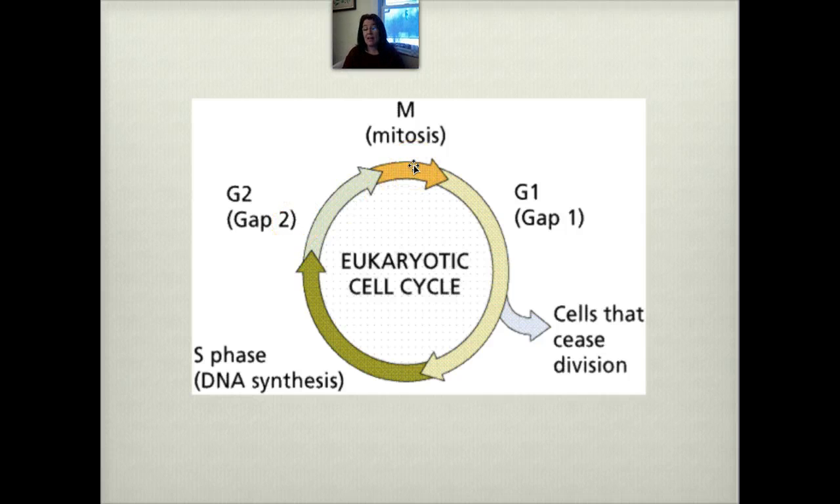And in this slide, the M is standing for mitosis. That tells us that we're talking about a cell cycle in a somatic cell. The other thing to note in this slide is that it says eukaryotic cell cycle. And that's because this cell cycle with these stages would only be found in a eukaryotic cell. Notice too that there's an arrow that leaves this cycle. This would be the G0, and that's for cells that leave the cycle and stop dividing.